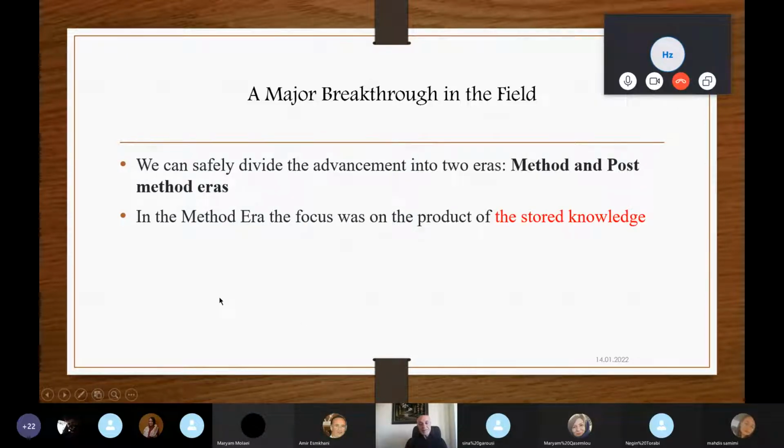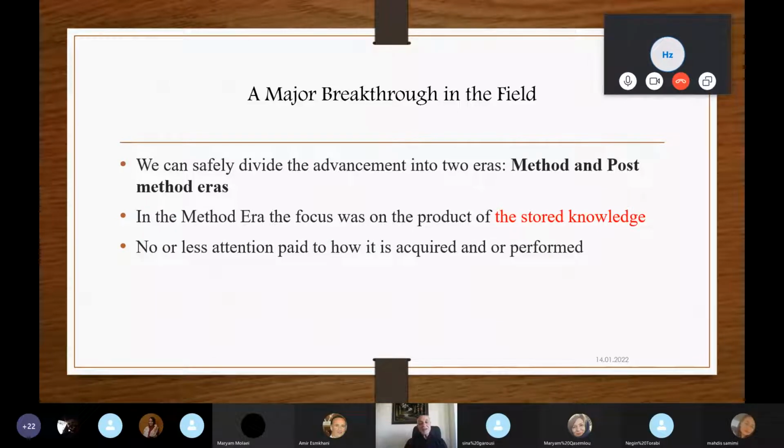In the method era, the focus was on the product of the stored knowledge. We tried to store knowledge, to get information, to collect information, to accumulate them. But we did not pay attention to how that knowledge was acquired or performed. We did not pay attention to how of it. One of the major questions I asked at the beginning: who, when, why, and how.